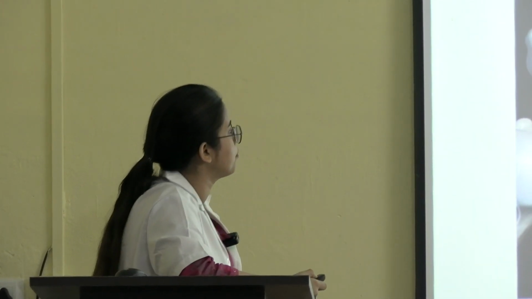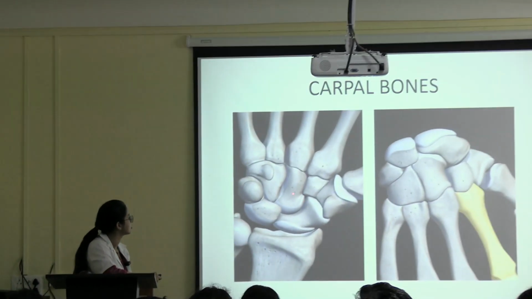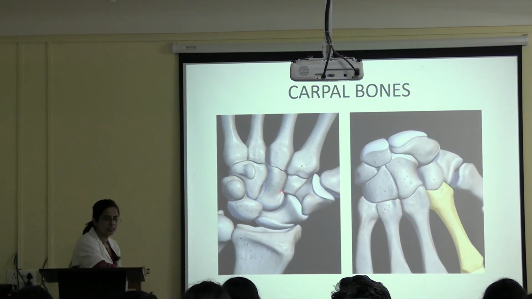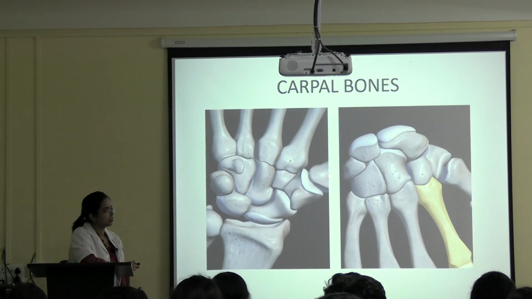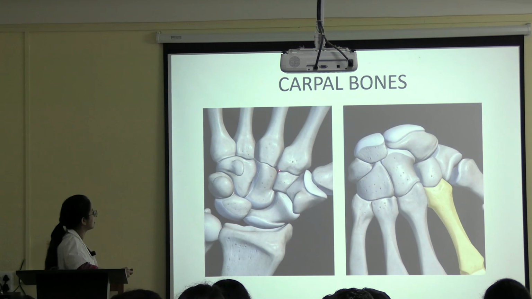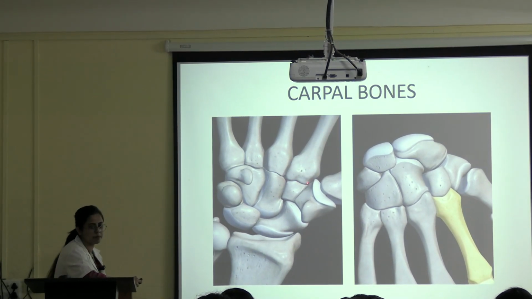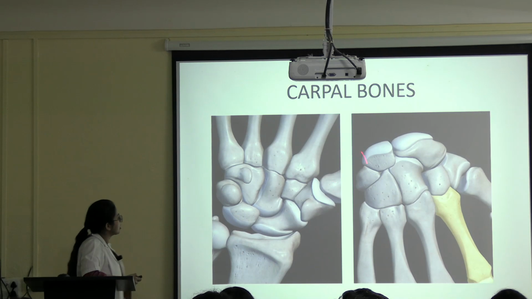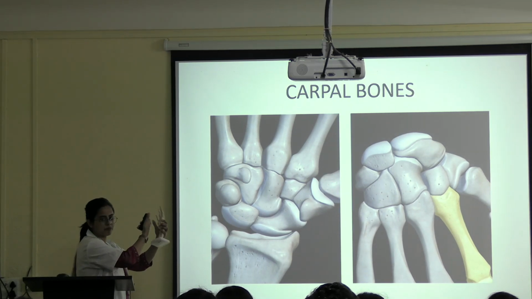Now again, medially it is articulating with this bone, capitate, and laterally articulating with this one. You can see the trapezium. And distally it is articulating with, what is this bone? Second metacarpal. We name the metacarpals from the lateral side, from the thumb.